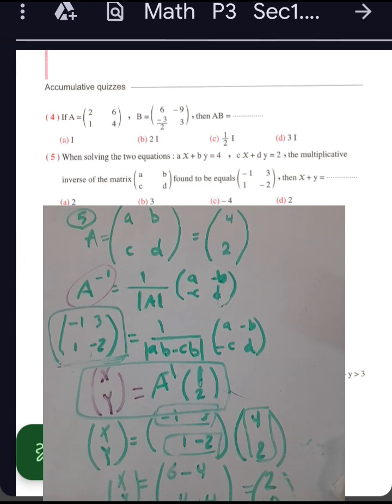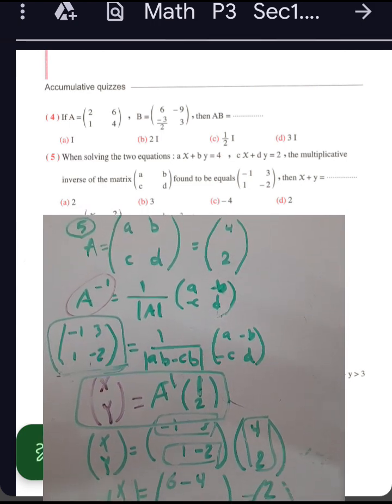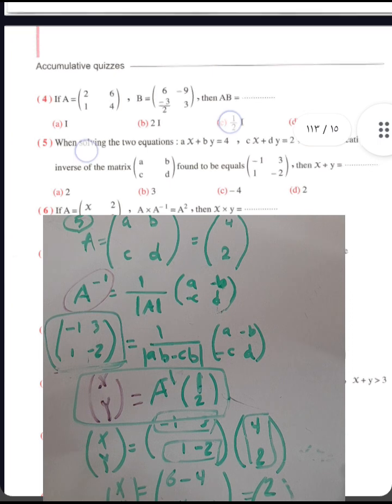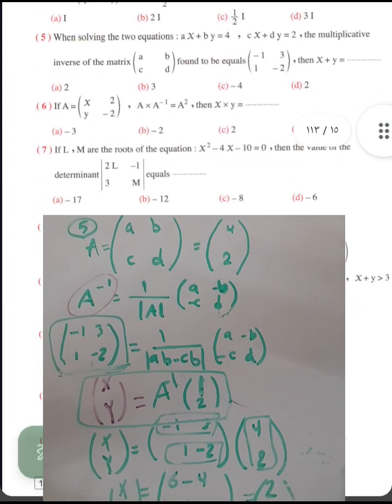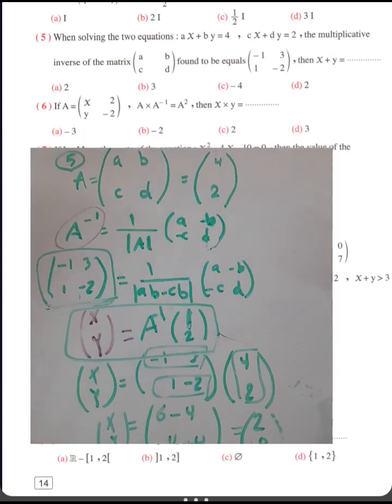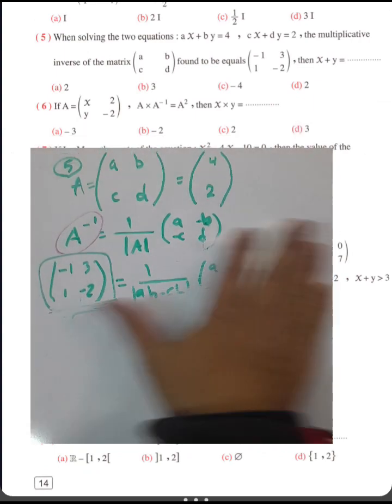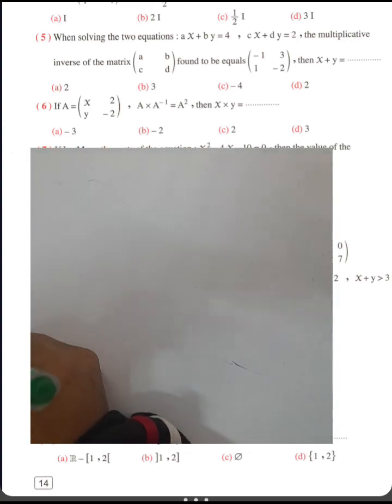The result will be 2. Where is 2? We have two solutions 2. Choose letter A. Here we have two solutions 2. Okay, the result will be to choose letter A, 2. Okay, the result will be 2. Next question, number 6.